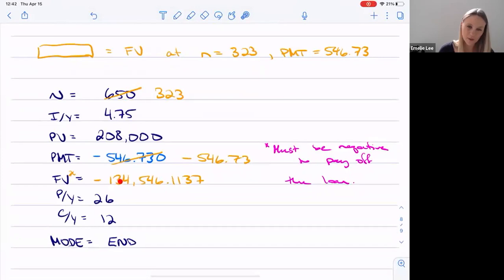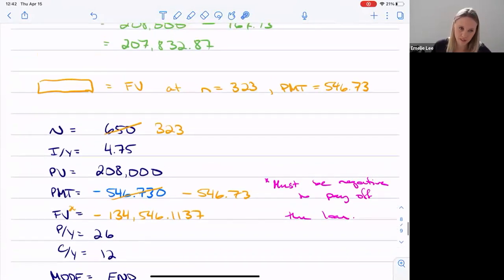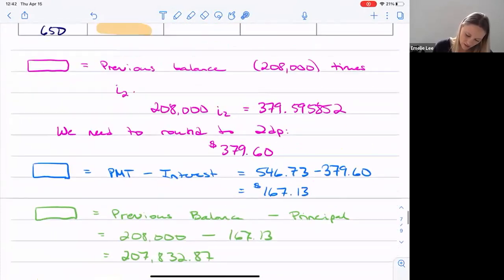It's negative because if at that point you said, forget it, I abandon that and I'm just going to pay it all off. How much do I owe? Well, you would have to pay $134,546.11.